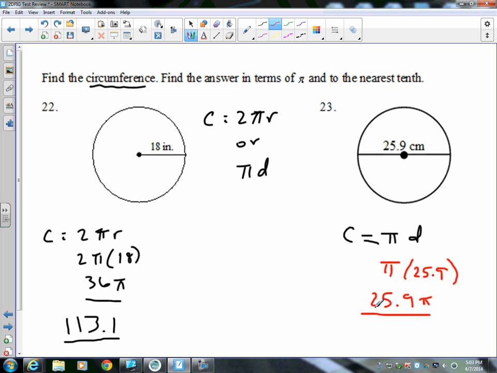If we're going to multiply this out and round to the nearest tenth, we plug this in the calculator. 25.9 pi gives us 81.36, which rounds to 81.4. Next question.